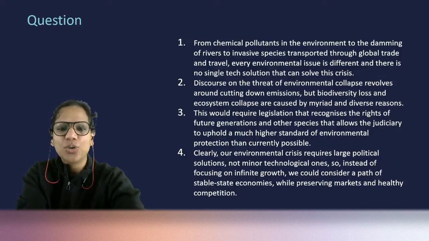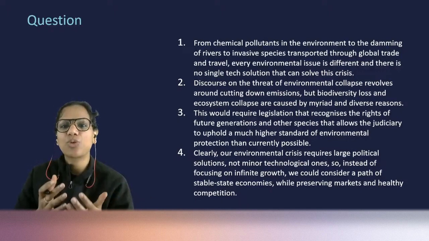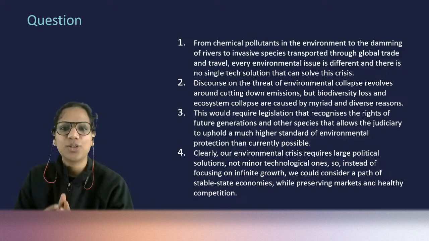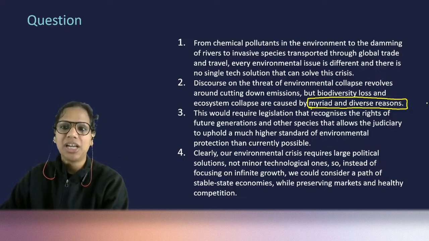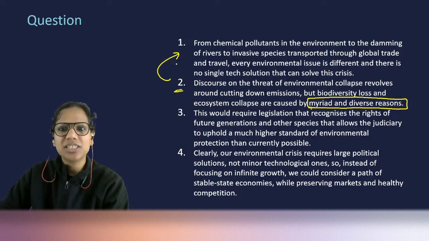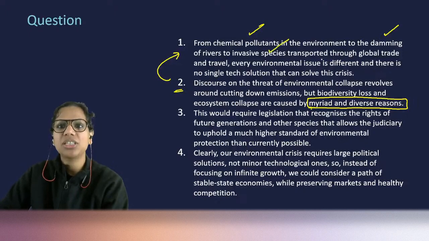Remember, in the beginning, I talked to you about structure based clues. There I said that, okay, a paragraph can be a problem solution paragraph. That could be its flow. That first we discuss the problem, then we talk about the solution. This is that kind of a paragraph. Okay, so see this myriad and diverse reasons. There can be multiple reasons behind environmental collapse. That's what we say in two. And then one talks about those reasons, from chemical pollutants in the environment to the damming of rivers to invasive species. Okay, every environmental issue is different because they have different reasons, right? And there's no single tech solution that can solve this crisis.